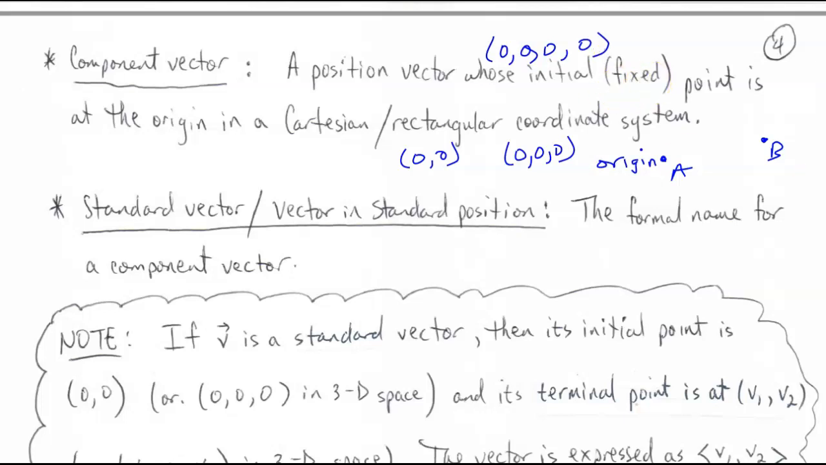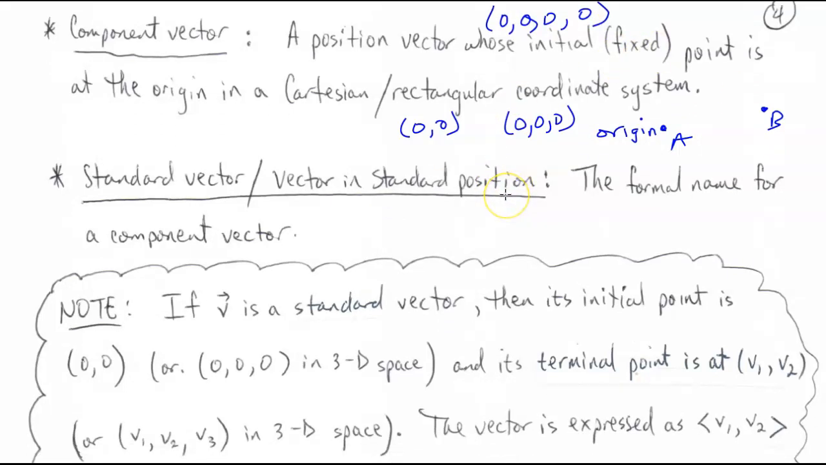All right. So a standard vector, or a vector in standard position, as it's called, is actually just a formal name for a component vector. So a component vector and a vector in standard position are essentially the same thing. When we say a vector in standard position, we're just being a little bit more descriptive so that we can know that we're starting here at the origin.